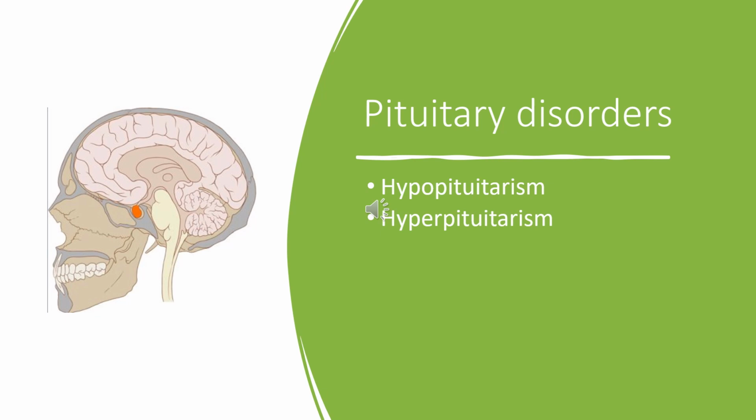So again, our hypopituitarism or our hyperpituitary disorders. So this really affects our growth, our sexual and reproductive development and functions. It regulates the thyroid gland, adrenals, and the gonads. So again, if you hear about the master gland, that is definitely our pituitary, and we'll touch on that.